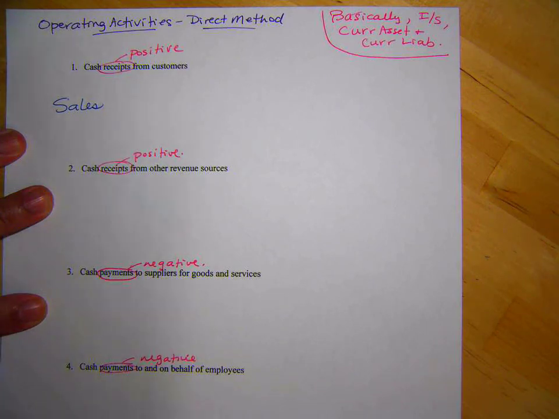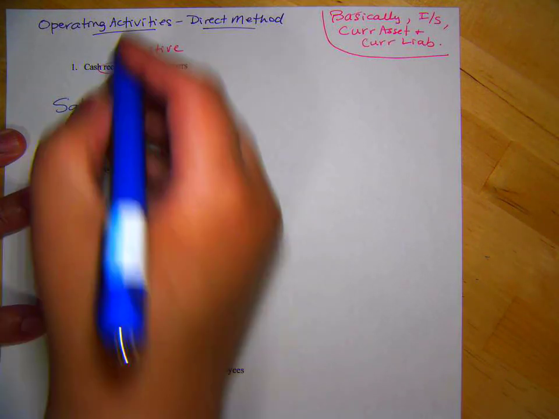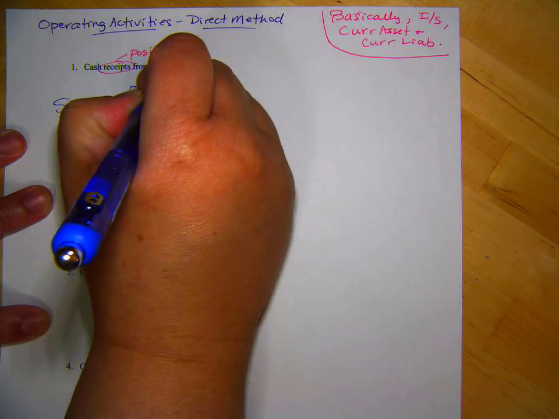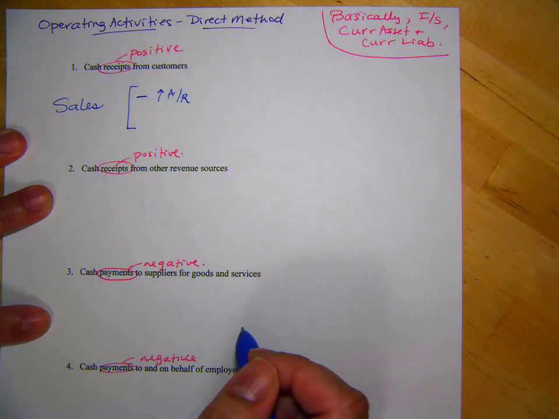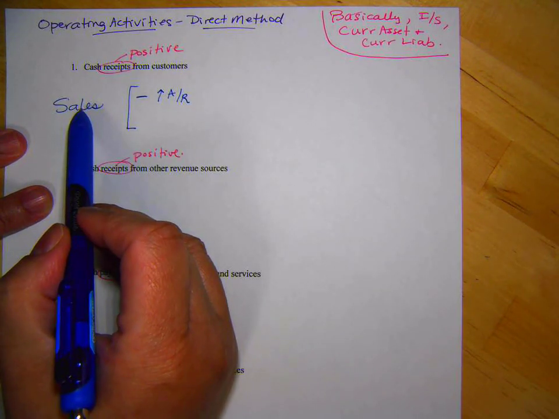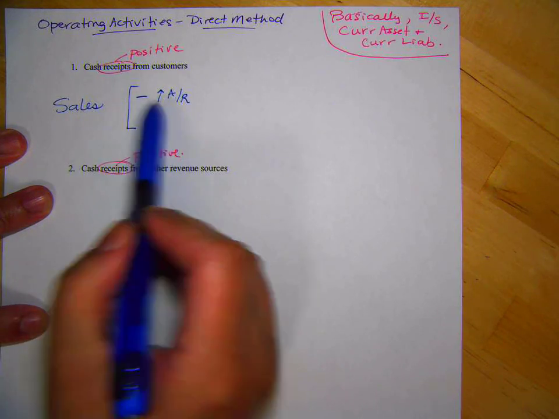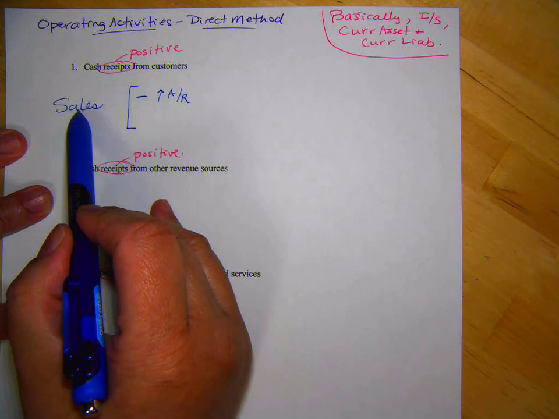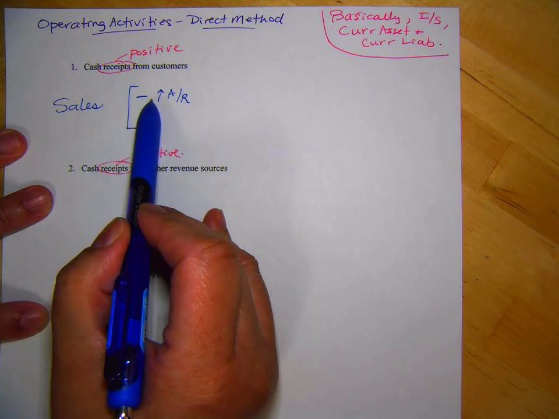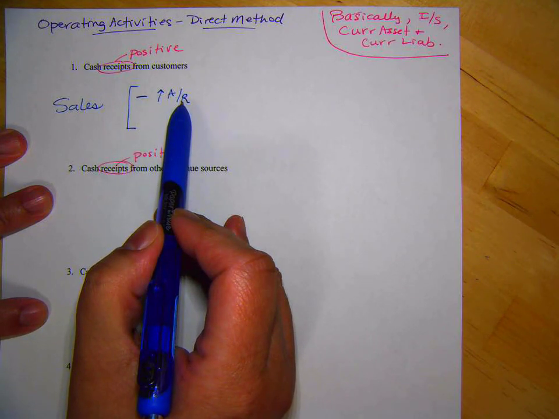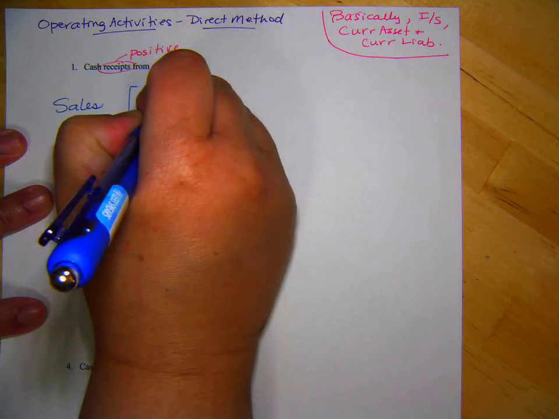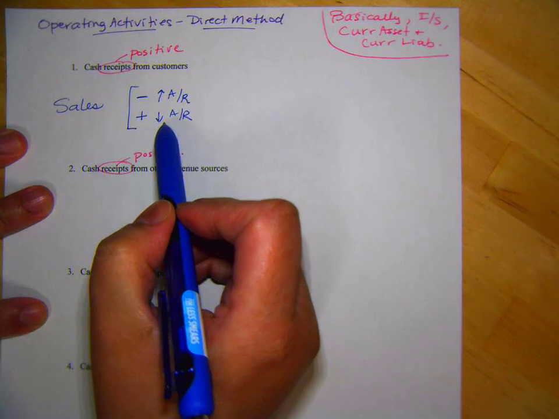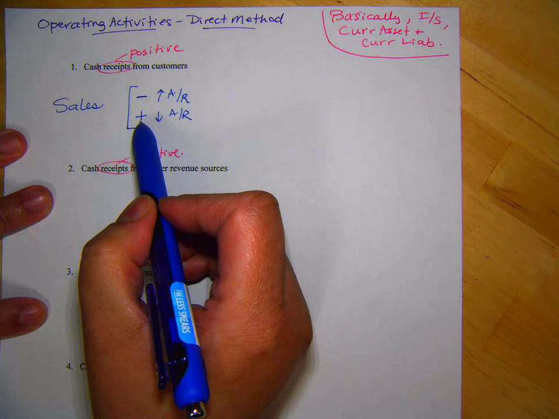And then we're going to add or subtract some things. So we're going to subtract AR if it increases, because remember we're trying to convert sales to cash. So if AR goes up, that means all these sales weren't on cash, some were on account, so we take away the part that's not cash. On the other hand, if AR goes down, that means we not only make sales, but we collected on previous AR, which is more cash coming in. Okay?